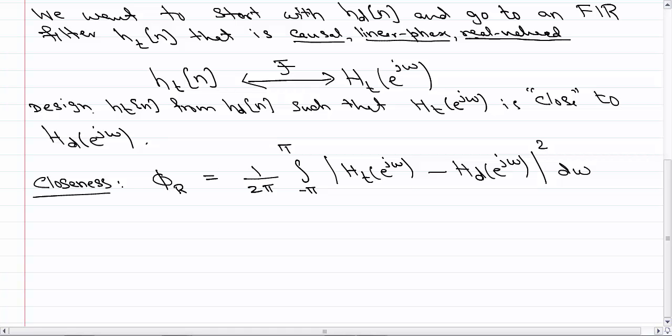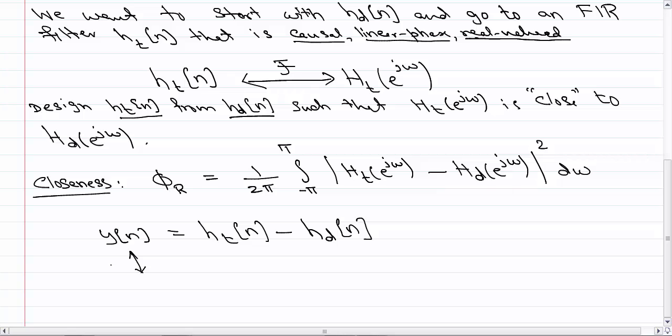So that is our criteria, and how should then h_t[n] be related to h_d[n]? Well, to do that, let's define a new signal. Let's call y[n] equals h_t[n] minus h_d[n]. Right? So if I do that, then what is the Fourier transform of y[n]? What is Y(e^{jω})? By the linearity property, that will simply be H_t(e^{jω}) minus H_d(e^{jω}).